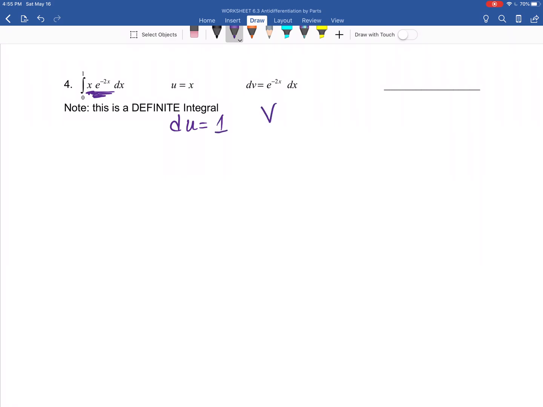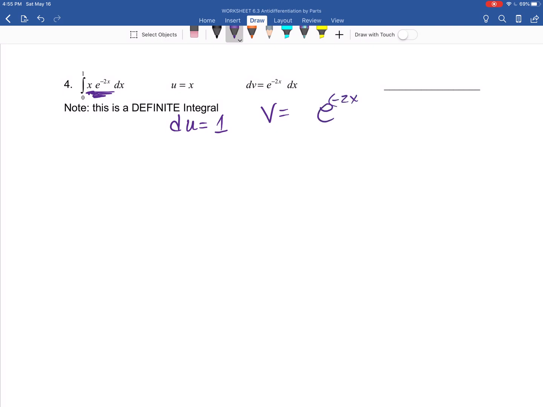Now, this is a little tougher. The antiderivative of e to the negative 2x. What function, when you take its derivative, you get e to the negative 2x? Well, I tell you what, the function you should start with is exactly that same function.